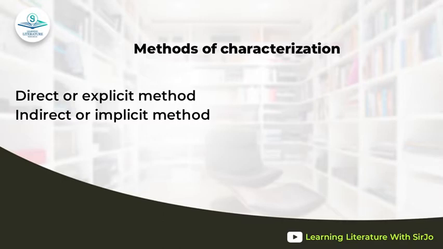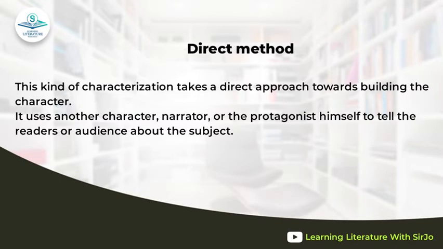What is direct method? The direct method is a kind of characterization that takes a direct approach towards building the character. So with this kind of method, the approach is direct, and we specifically get to know the character through the direct description that is given to us by the writer.